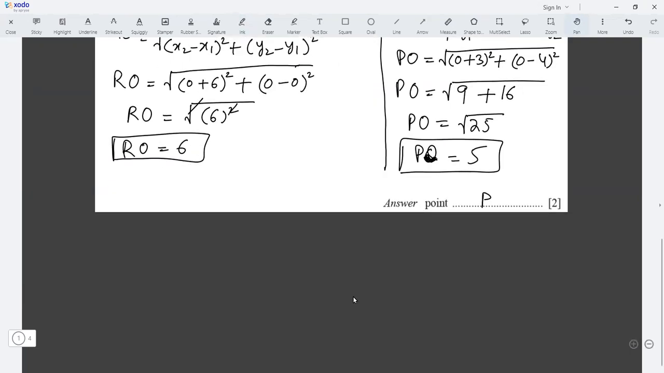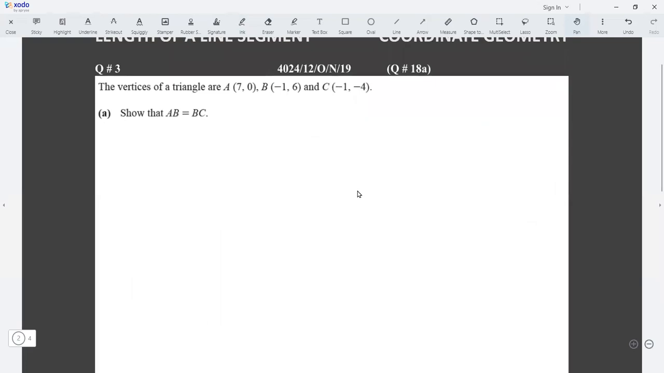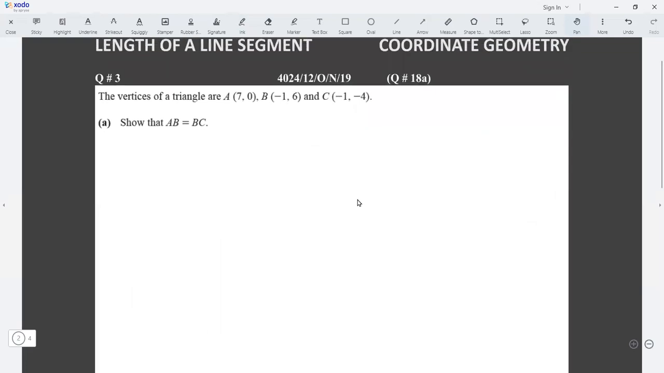So we are quickly going to the third type of the questions, in which we have to show that the distance between A and B is the same as the distance between B and C. Actually, we have to show it. So I'm solving both of them simultaneously.